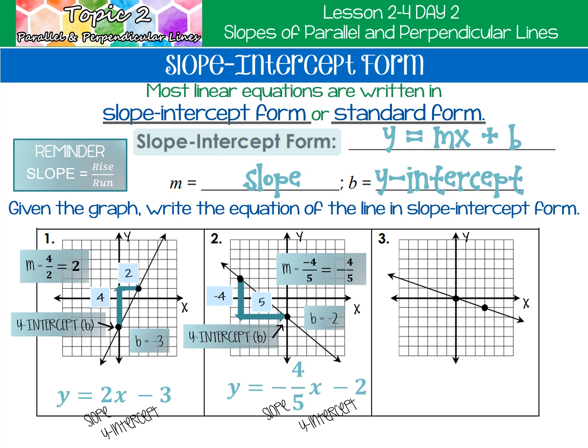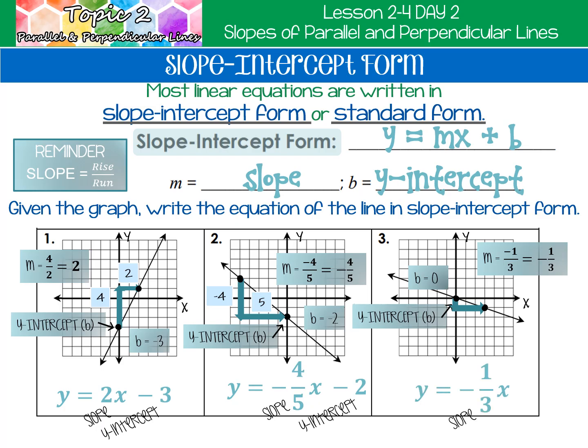Number 3 is going down to the right as well, so it's a negative slope. Y-intercept's right there, which means b is going to be 0, and we don't write plus or minus 0. We just leave it off. Here's our slope. We're going down 1, right 3, so our slope is -1/3. So y equals -1/3 x.